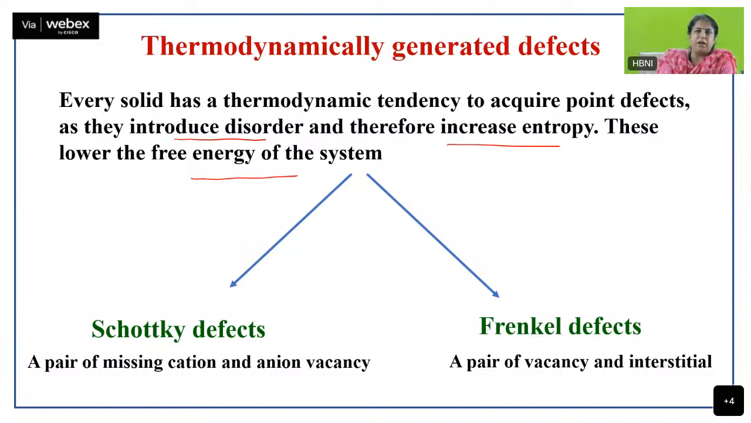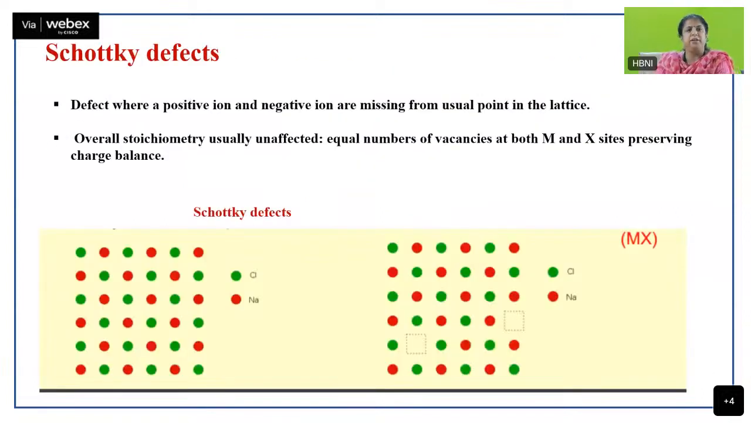So there are two types of thermodynamically generated defects. The Schottky defect, which all of us know, is a pair of missing cation and anion, a pair of vacancies. And the Frenkel defect is a pair of vacancy and interstitial, nothing but an atom that has been displaced from its crystal site and forms an interstitial. The couple of this interstitial and vacancy formed by this atom displacing is called the Frenkel defect. Okay.